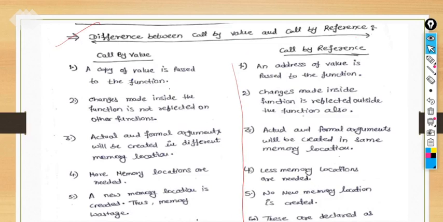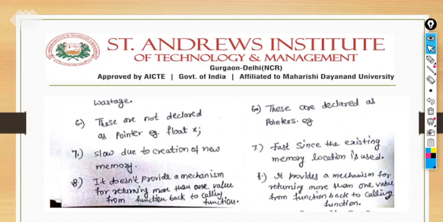Here there is a difference between call by value and call by reference. These are some differences that we have already discussed: here a copy is passed, here the address is passed; here the change is not reflected in the other functions, here it will reflect. Here the memory location will not be in shared mode, here it will be in shared mode. Here more memory locations are needed, here less memory is needed. Why? Because both the parameters have different memory space in one, and in the other they share the same memory location space, that's why less memory. So these are some differences that you can take as a note between call by value and call by reference.